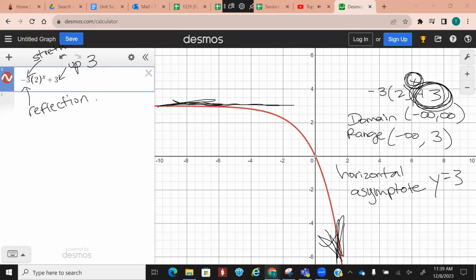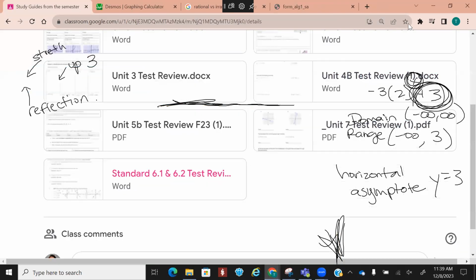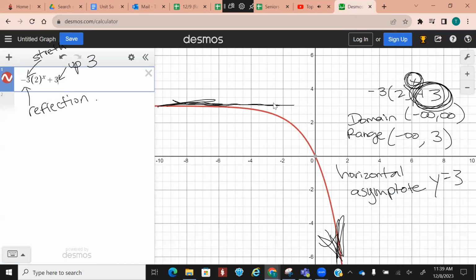All right, let me go back to that other screen really quick so that we can check everything. Other things: the y-intercept, x-intercept, and end behavior. So let's do that. The x-intercept is where it crosses the x-axis. The y-intercept is where it crosses the y-axis. This just happens to be the same. It doesn't always have to be the same.